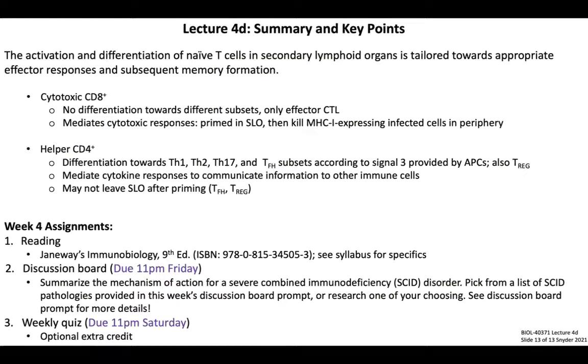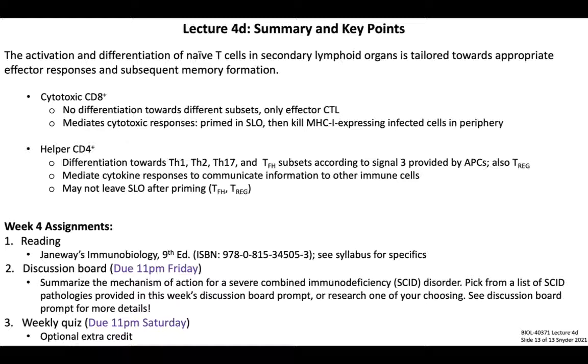To summarize, today we've learned that the activation and differentiation of naive T cells during T cell priming leads to the production of T cells whose effector functions are most appropriately tailored to fight the type of pathogen that initiated the immune response in the first place. We've also learned about the different types of memory T cells and how these contribute to the long-term immunological memory that is a hallmark of the adaptive immune system.